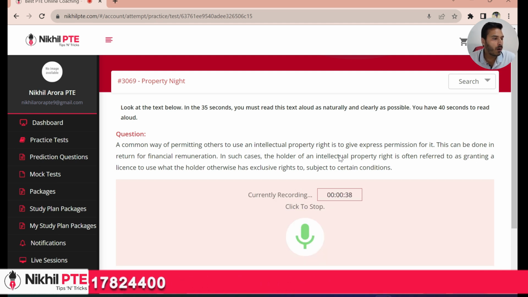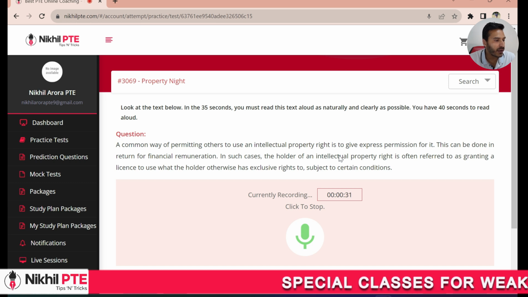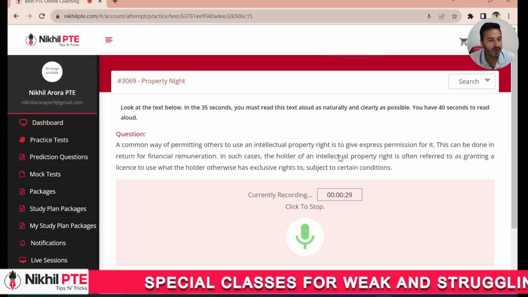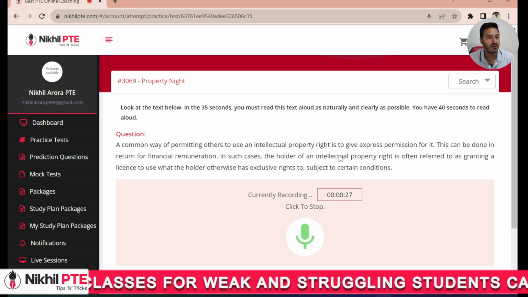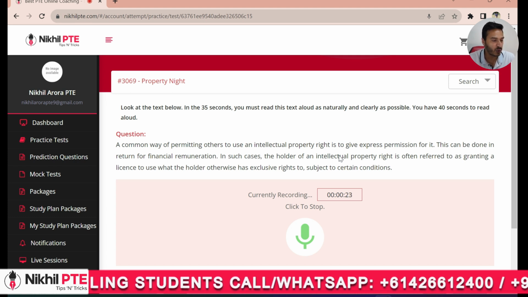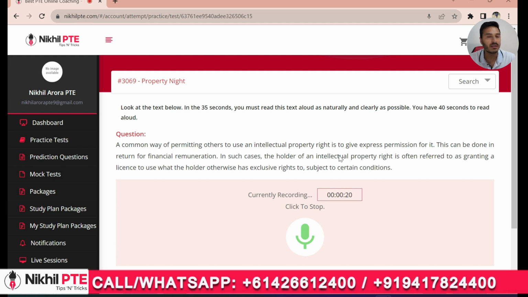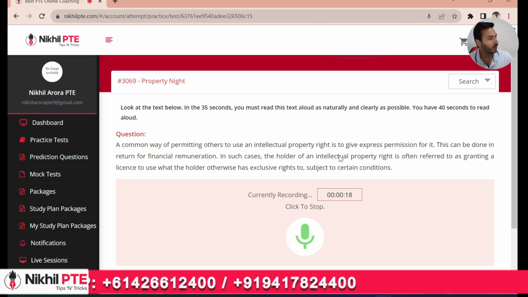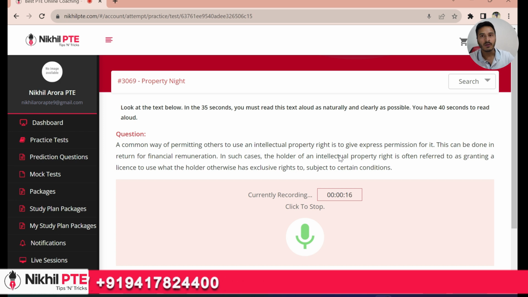A common way of permitting others to use an property right is to give express permission for it. This can be done in return for financial. In such cases, the holder of an property right is often referred to as granting a license to use what the holder otherwise has exclusive rights to, subject to certain conditions. Very simple. Getting my point?